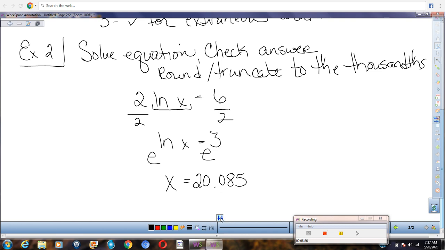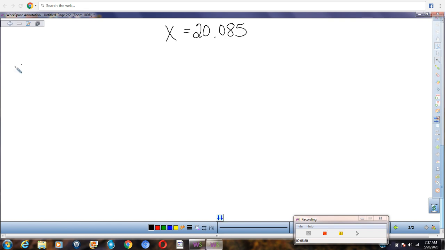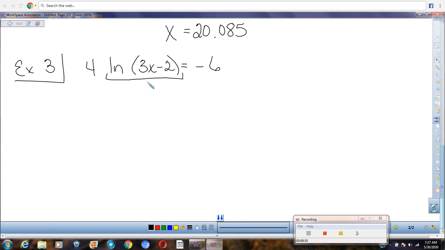Let's try example number 3. Same steps. So if I have 4 natural log of 3x minus 2 equals negative 6. So this is all grouped together. That's what's behind the natural log. So I have to get this natural log of the 3x minus 2 by itself. So I'm going to divide both sides by 4. I have the natural log of 3x minus 2 equals negative 6 divided by 4, which is negative 1.5.